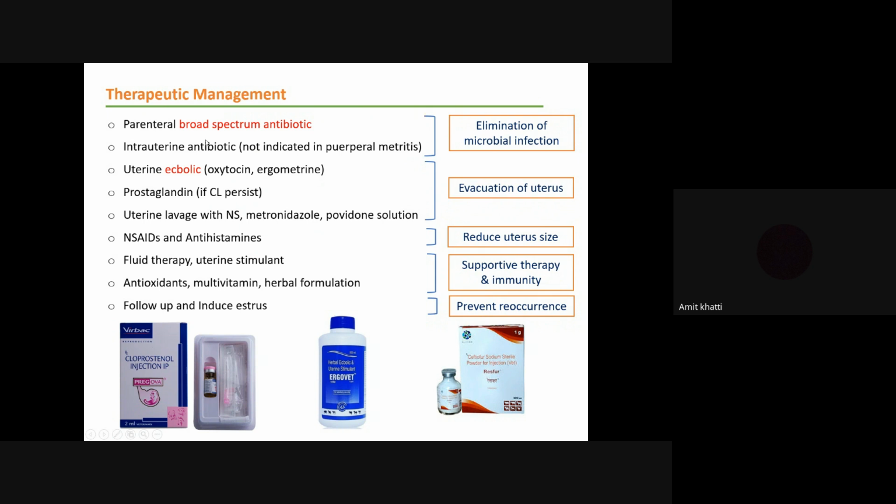But here also two schools of thought are there, or we can say it is a debatable issue which route is more effective in case of uterine infection, whether we should go for parenteral or intrauterine. So certain conditions are there where intrauterine administration of the antibiotic will not be effective, specifically in case of puerperal metritis, or we can say in the early postpartum period, where the volume of uterine content is very huge, or we can say the overall surface area of the uterine tissues is very high.